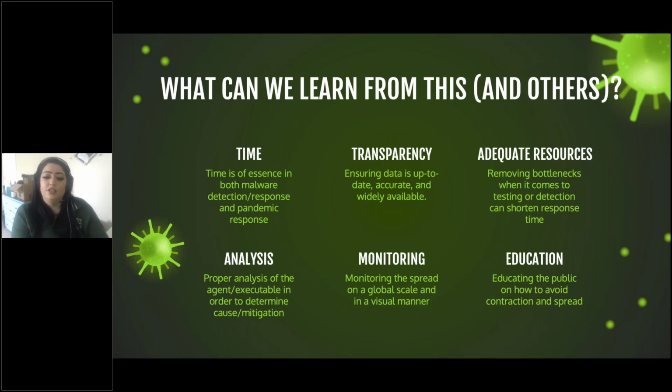Proper analysis of the agent or the executable is absolutely required in order to determine the cause of the virus, the vectors, and how to mitigate it both in the current moment and in the future.